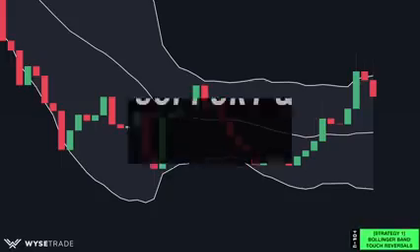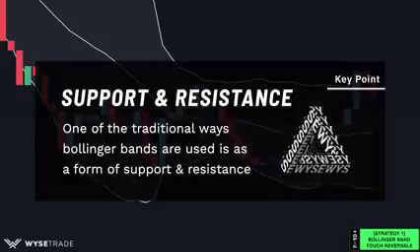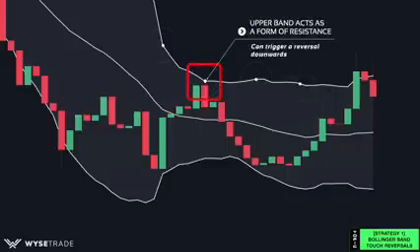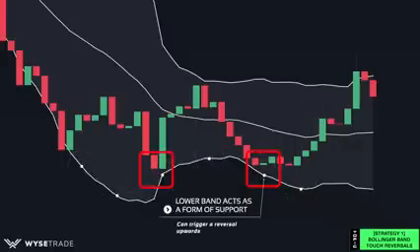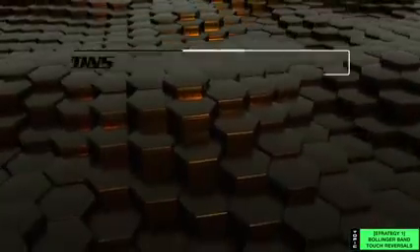So one of the traditional ways Bollinger Bands are used is as a form of support and resistance. When price reaches the band above, it can act as a form of resistance and bounce off of it and reverse downwards. When price reaches the band below, it can act as a form of support and bounce off of it and reverse upwards. So to increase the quality of this setup, you can do 2 things.